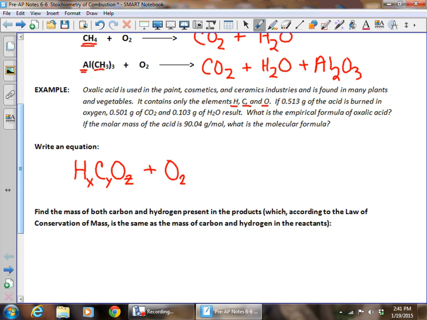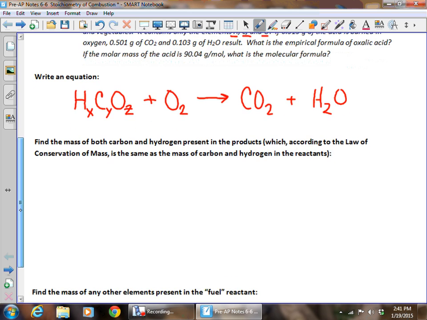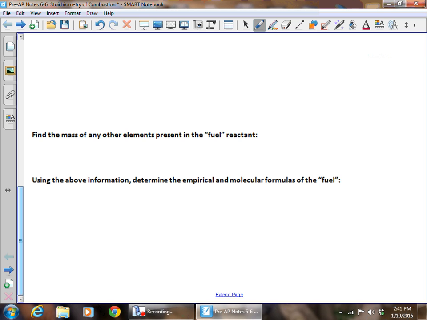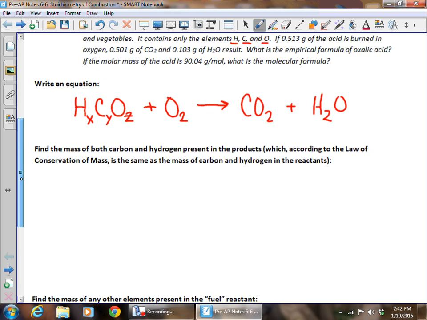Don't forget the oxygen that's involved in the reaction as well. And since all this compound contains is hydrogen, carbon, and oxygen, we're going to realize that the products are going to be CO2 and H2O. Now, our goal in this problem is to find an empirical formula. So let's scroll down here and look down here really quickly. These are the pieces of the puzzle that we need: hydrogen, carbon, and oxygen. And we've got to find a way to figure that out in this problem.